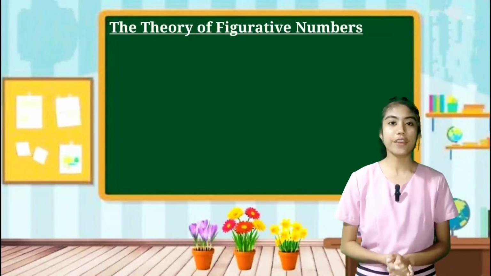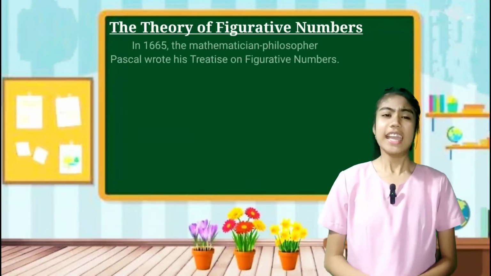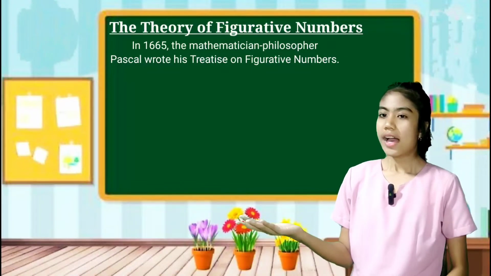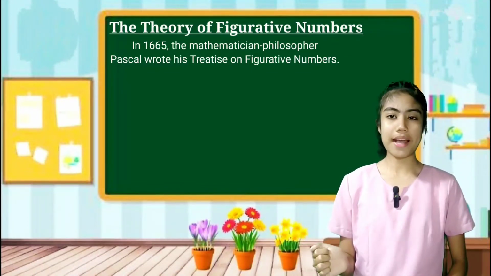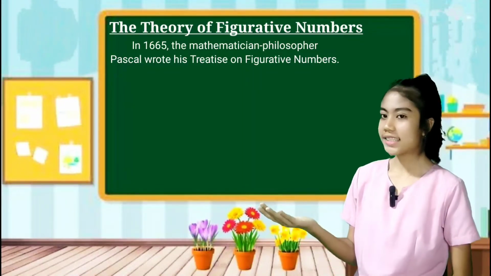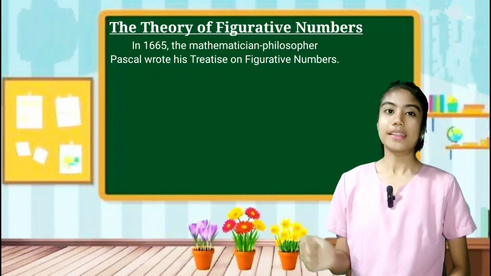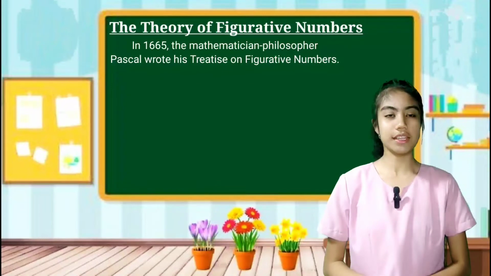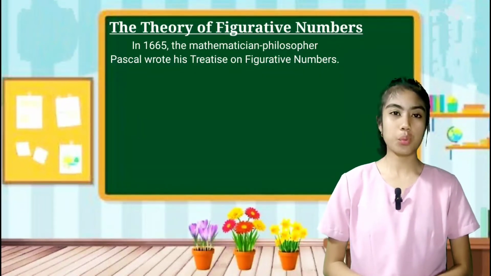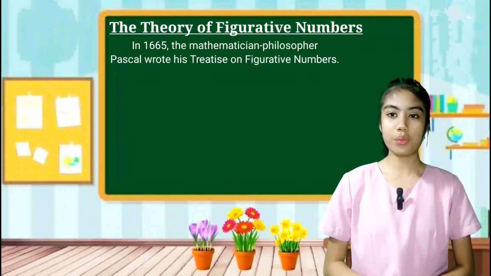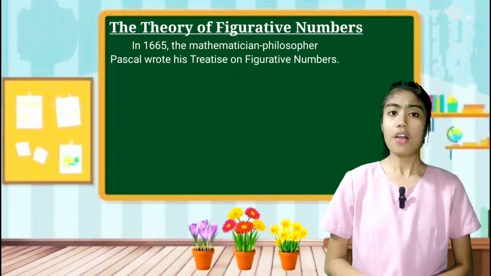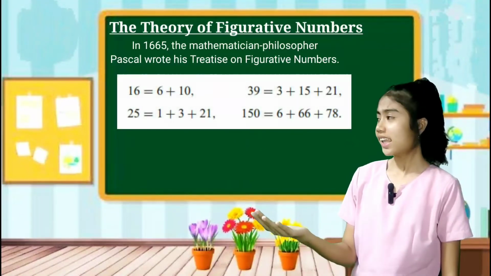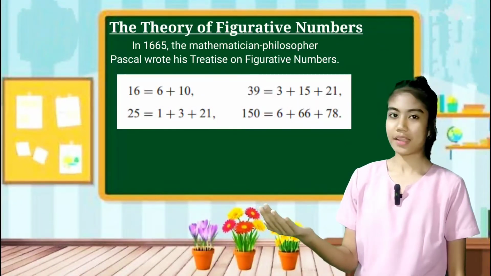The theory of figurative numbers. In 1665, the mathematician and philosopher Pascal wrote his treatise on figurative numbers. In it, he asserted every positive integer was the sum of 3 or 4 or fewer triangular numbers. For instance, 16 equals 6 plus 10.